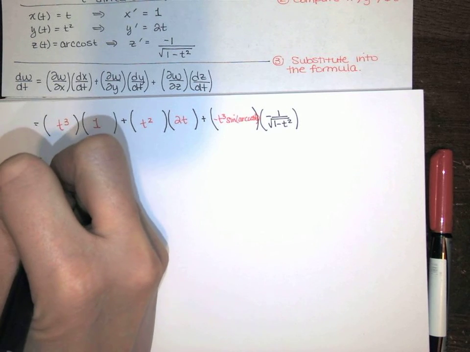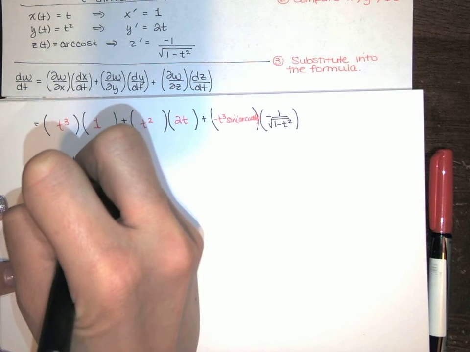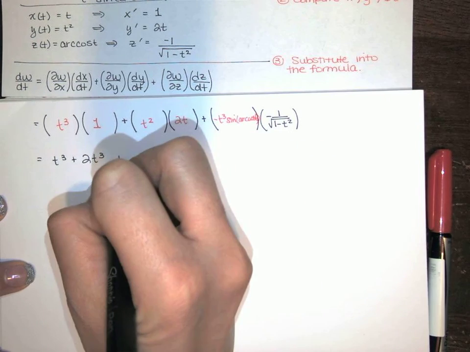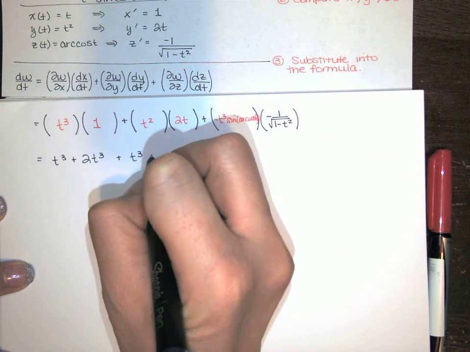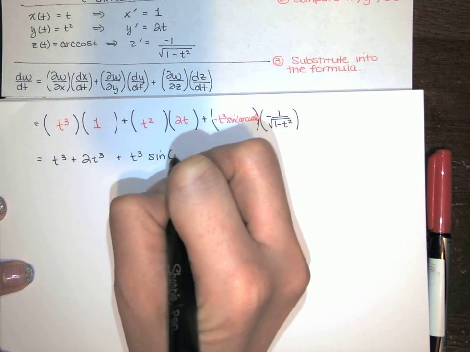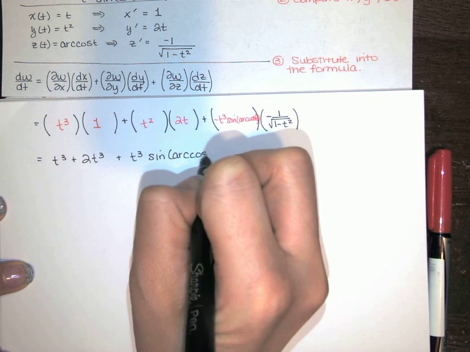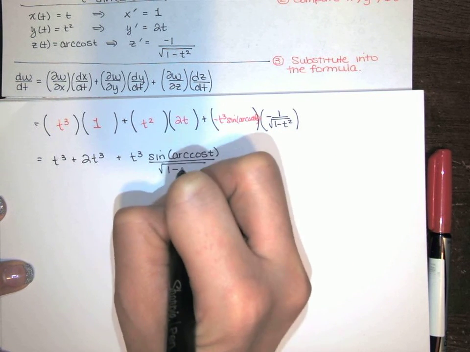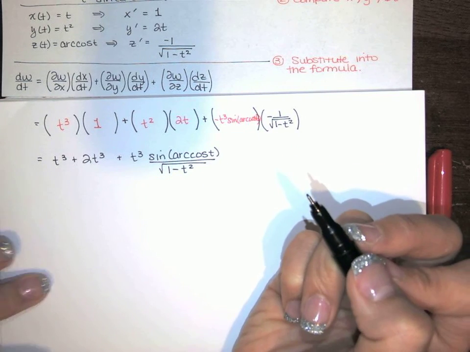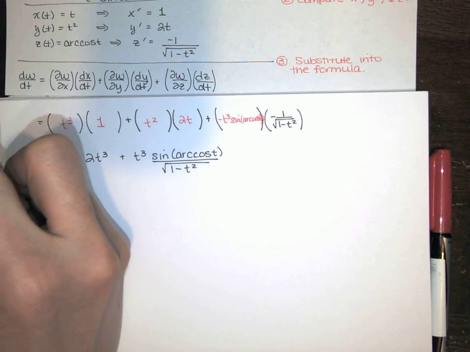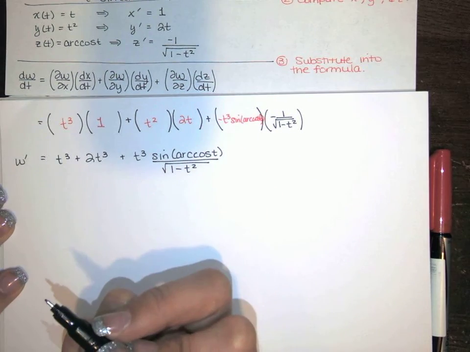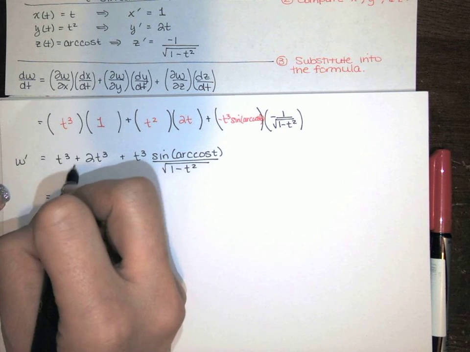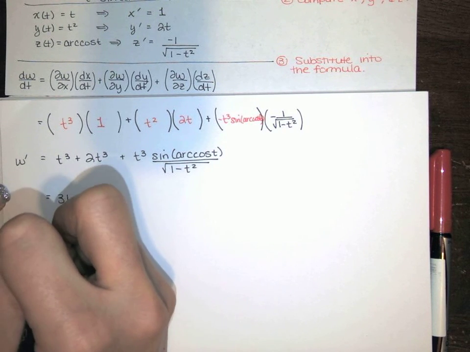t cubed plus 2t cubed, a minus, it's going to be a plus, t cubed times the sine of the arc cosine of t, all divided by the square root of 1 minus t squared. And all of this is dw dt, or if you prefer, it's w prime. And of course, we can simplify the like terms here. I've got 2 of these, and I've got 1 more, so that's 3 of them.